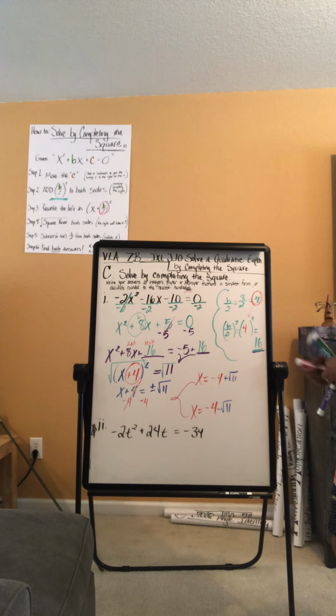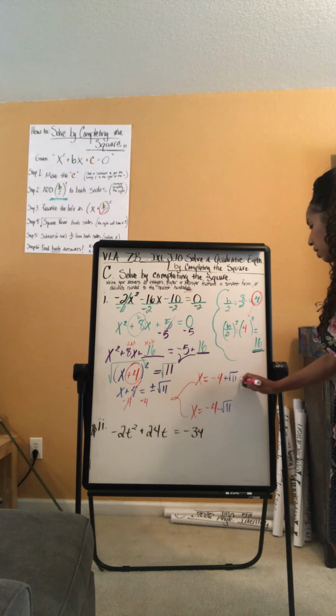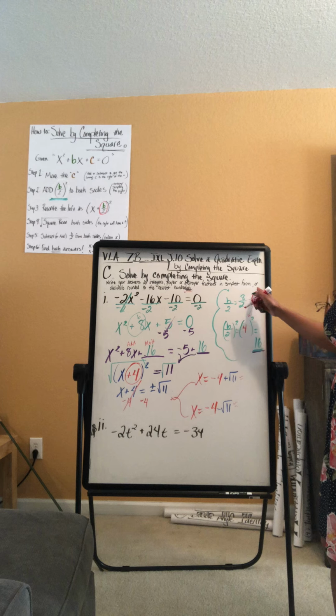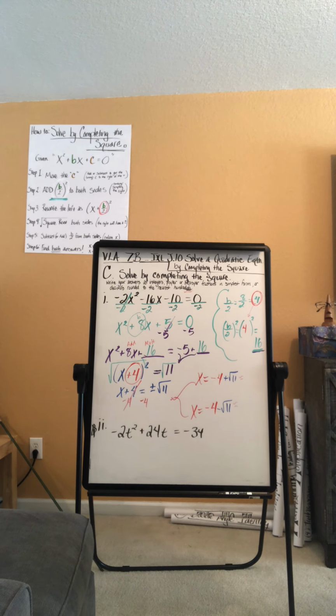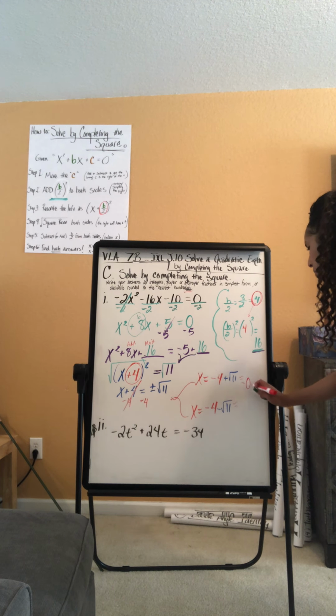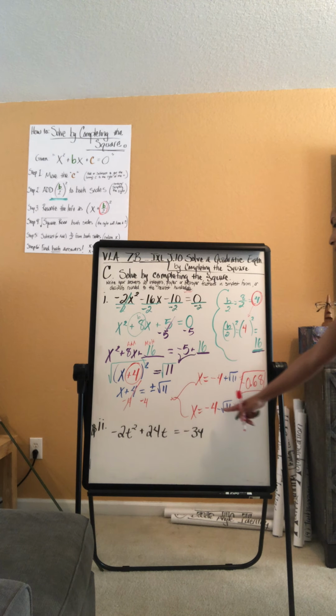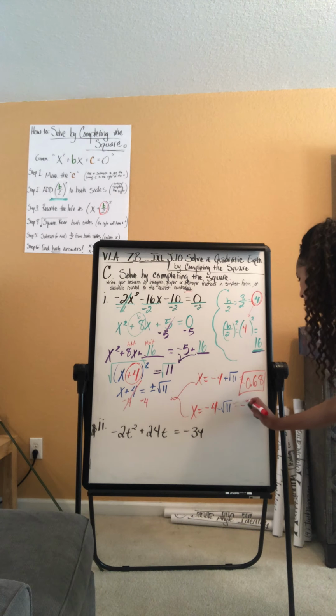And from here, we just put it into the calculator. And remember, our directions wanted us to round to the nearest hundredth, so 2 decimal places. Negative 4 plus the square root of 11 gives me negative 0.68, and negative 4 minus the square root of 11 gives me negative 7.32.